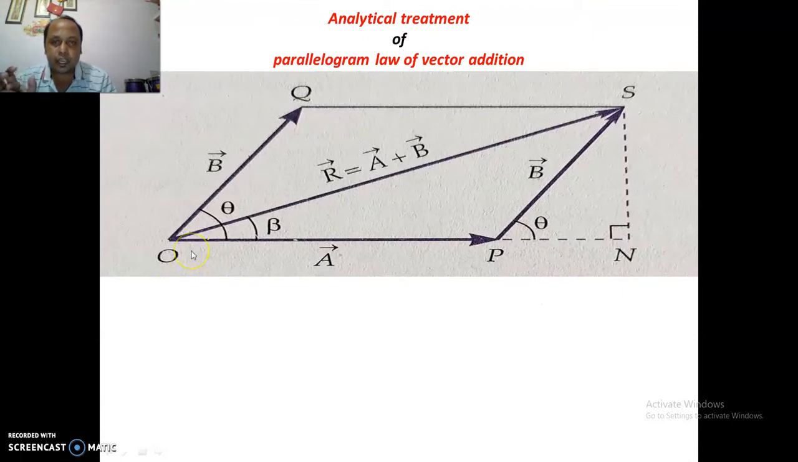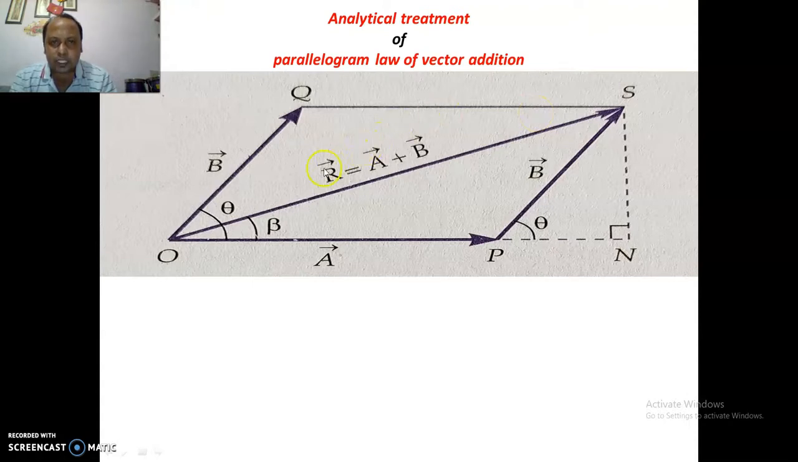Look here, we are considering the parallelogram law of vector addition, where vector A and vector B are considered to be the two adjacent sides of a parallelogram, such that they start from the same initial point O. As we have already discussed, in the parallelogram law of vector addition, the resultant is given by the diagonal of the parallelogram passing through the co-initial point O. This resultant R is given by vector A plus vector B, which simply represents that this vector R is the resultant of the two vectors, vector A and vector B.